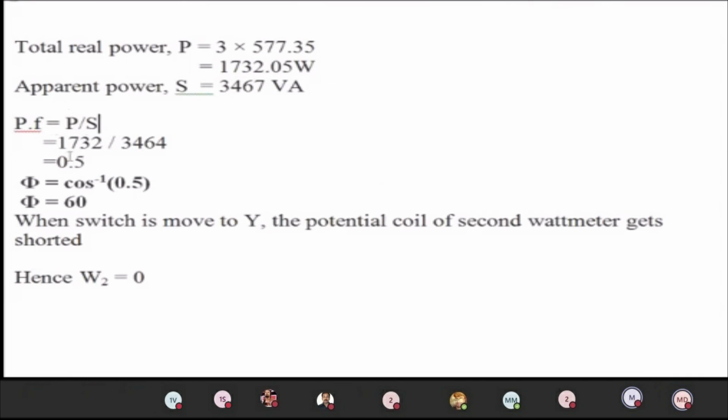To find the power factor, we have the easiest formula, the real power divided by apparent power. So 1732.05 divided by 3464 will give us 0.5 exactly. Once the power factor is known, we can find the angle. So cos phi is equal to 0.5, so phi is equal to cos inverse of 0.5. So we can find the phase angle is 60 degrees. So when the switch is moved from neutral to Y, the potential coil of the second wattmeter gets shorted. So the reading of wattmeter 2 will automatically become 0.